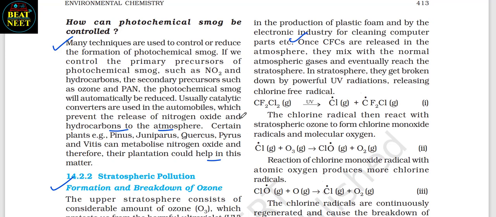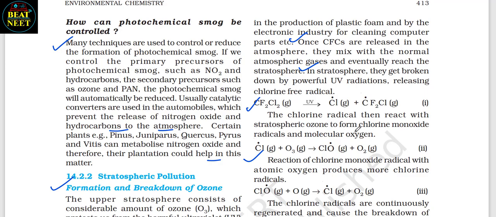Once CFCs are released in the atmosphere, they mix with the normal atmospheric gases and eventually reach the stratosphere. In the stratosphere, they get broken down by powerful UV radiations, releasing chlorine free radical. CF2Cl2 in presence of UV light gives out chlorine free radical plus CF2Cl free radical. The chlorine radical then reacts with the stratospheric ozone to form chlorine monoxide radicals and molecular oxygen, that is Cl plus O3 gives out ClO plus O2.